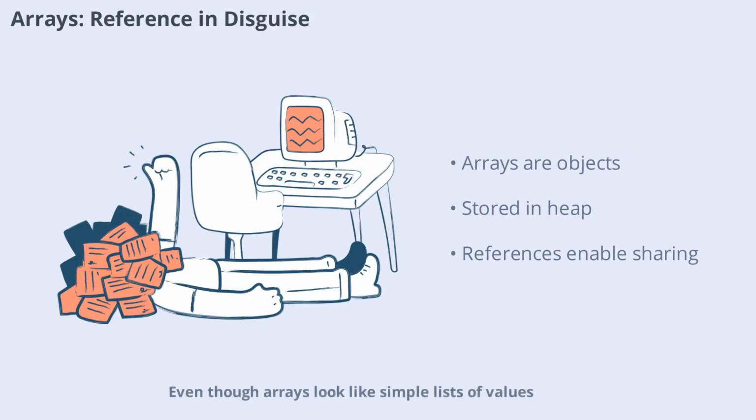Even though arrays look like simple lists of values, they're actually reference types in Java. When you create an array, you're creating an object in the heap, and your variable holds a reference to it. This means arrays can be shared, resized, and manipulated just like any other object. Understanding this helps you avoid surprises when working with collections of data.